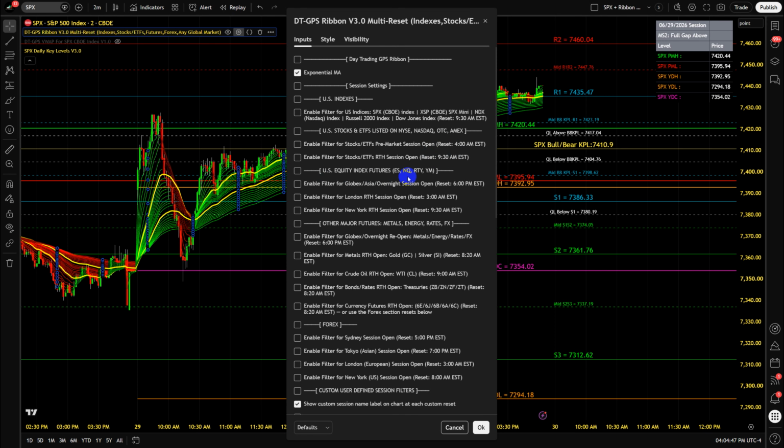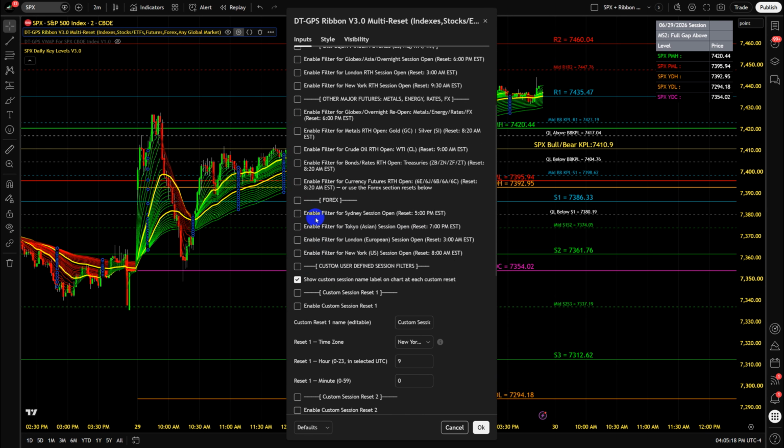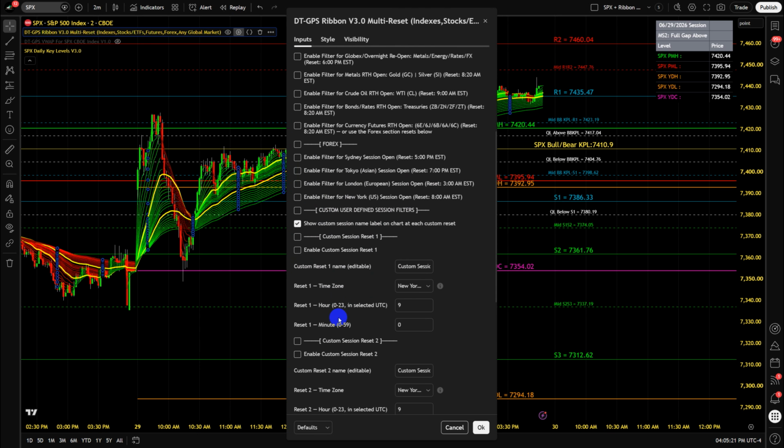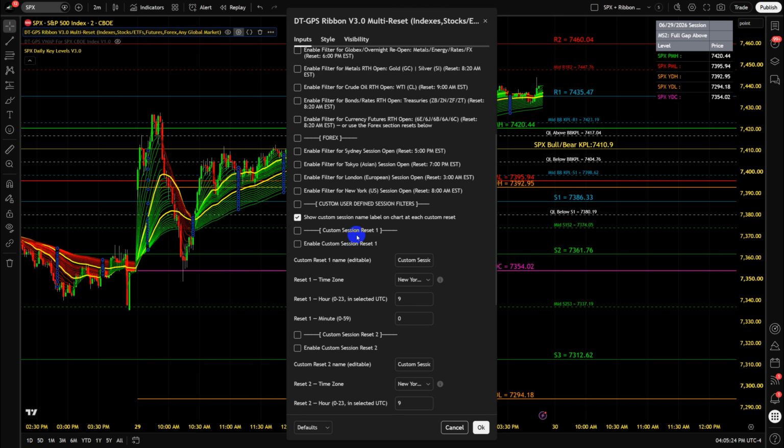For U.S. equity index futures like ES and NQ, you have one for the Globex overnight session at 6 p.m., one for the London session, and one for the New York RTH session. You also have a separate one for other futures like metals, energy, rates, treasuries, currencies, etc. Those have different RTH opens than the equity indexes, but the same Globex overnight. Then you have all the different sessions for Forex, and then you have 4 user-defined, custom session filters, which you can enable on your own.